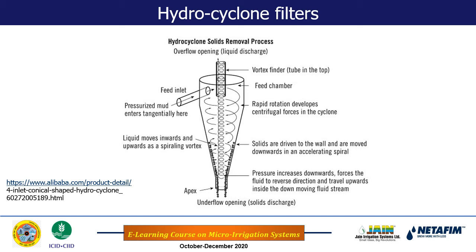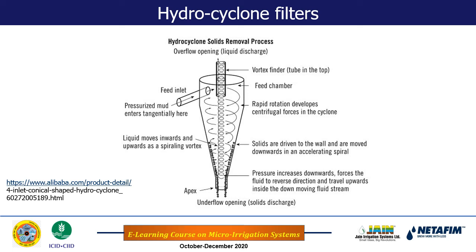Now you see this is the inlet. In this case, pressurized water enters tangentially here. So through this inlet, the water with the impurities, that is sand, will enter. Then this is the chamber of the typical shape to create the centrifugal action. Rapid rotation develops the centrifugal force in the cyclone, because water is moving with pressure. So because of this, there will be rapid rotation, and it develops the centrifugal force.